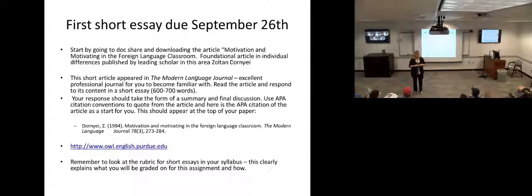TESOL Quarterly is APA, okay? So if you're not sure what they do, you can use that as a sort of reference sheet, as you go through and look at how they've written things, you can write it in a similar style, okay?